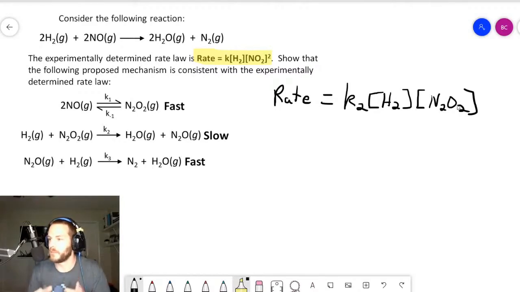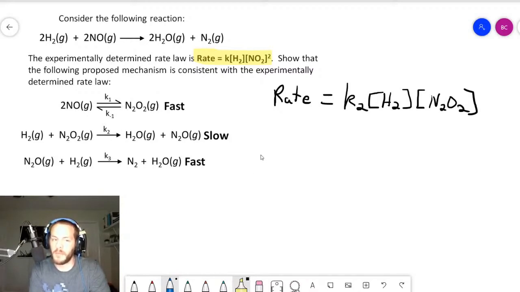How do we solve this problem? The answer is that we can express the concentration of the intermediate in terms of the concentrations of other species, reactants or products, usually reactants. And the way that we can do that is by understanding a few things about chemical equilibrium. If we look at this first step, earlier we said that this is a dynamic equilibrium. Both the forward and the reverse reactions are happening at the same time and at the same rate.